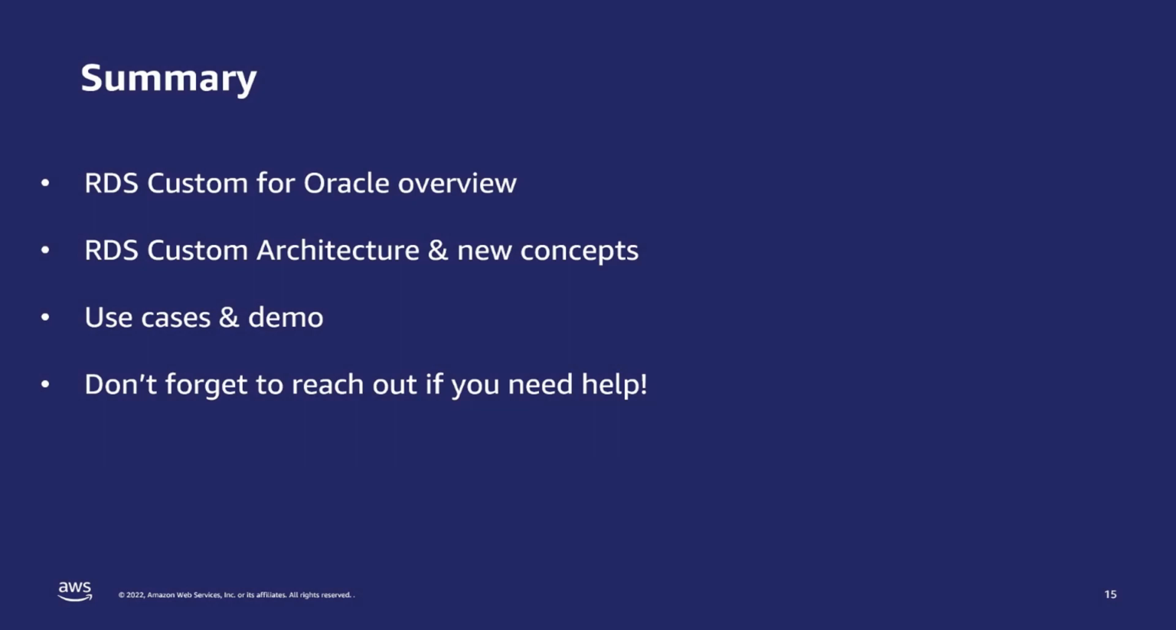Okay, so we are almost at the end of the presentation. Before we open up for Q&A, just to summarize, we learned about this new service, Amazon RDS Custom for Oracle. We looked at the key benefits and its use cases. And then also talked about what the custom architecture looks like, how it is different from RDS, and also some of the newer concepts. And then lastly, we went over our demo itself, showing the service and what the workflow looks like when you have to create a custom DB instance.